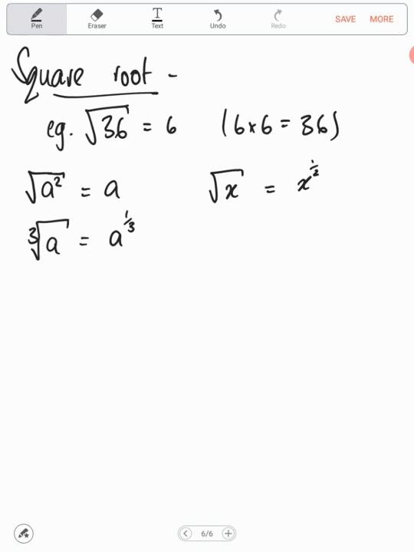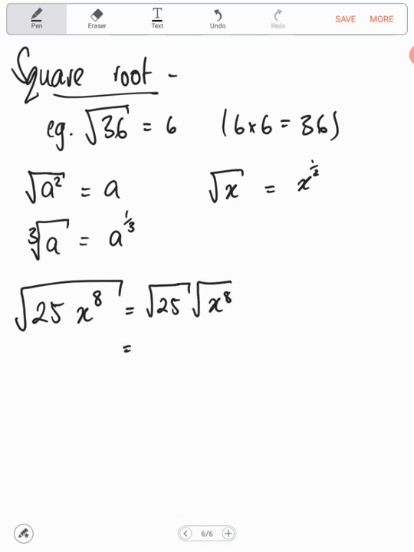So let's start doing a few different ones. So I'm going to do 25x to the 8. And we're going to take the square root of this. Okay, so this is the same thing. We can split this up into two different square roots. Like this. So, what's the square root of 25? We know that that's 5. Right, and the square root of x to the 8. Okay, so we could have 8 divided by 2. So this is the same thing as x to the 4.